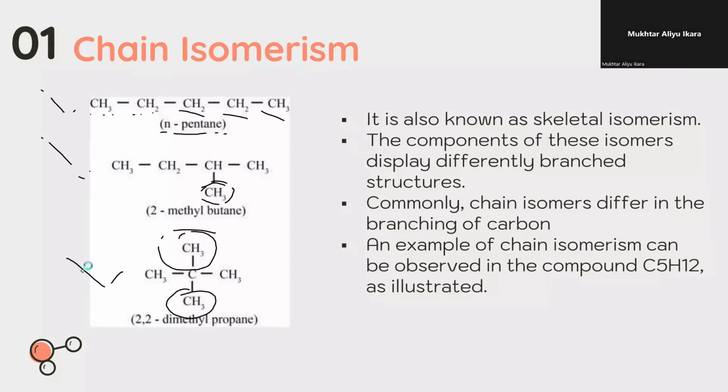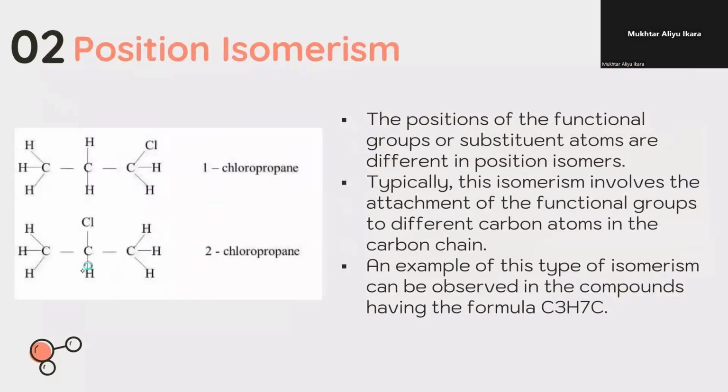So the next thing that we are going to look at is positional isomerism. So in positional isomerism, the functional group or substituent atoms are different in position. Like for example, now let's look at the compound here. In this compound, we can clearly see that we have chlorine at carbon 1. Chlorine here is a substituent. So that is why it's called 1-chloropropane.